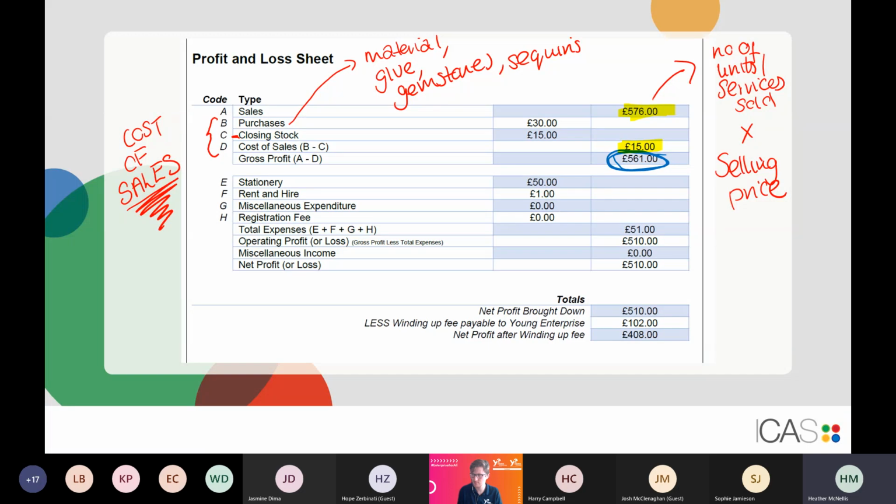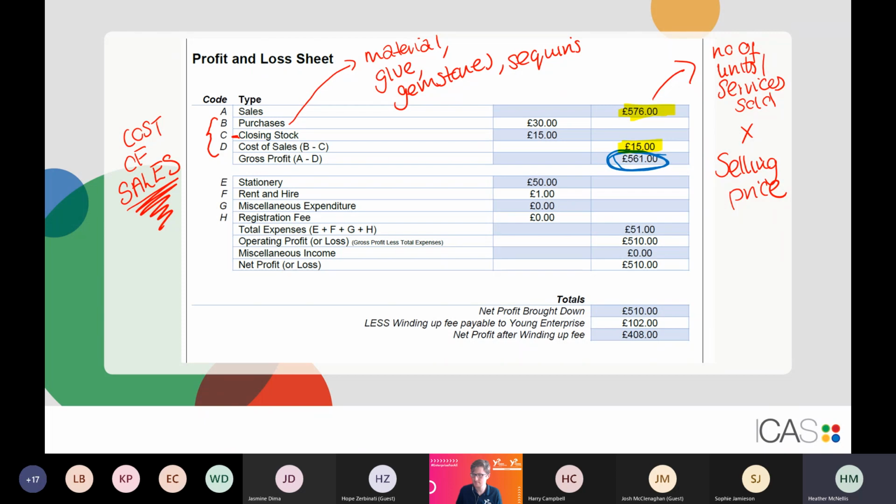But then what you have to consider is, well, it's not just your material, your glue, your gemstones, your sequins. There's other things. So I'm going to have notebooks that I have purchased in order to record everything that I need to record, all of that record keeping that I just spoke about. I'm going to have notebooks. I'm going to have pens. I'm going to have maybe even stamps or staplers for my invoices or something like that. So that's going to have to be an expense to the business that I have paid out. It's still to do with the business, so it's absolutely a relevant thing that I need to be paying.